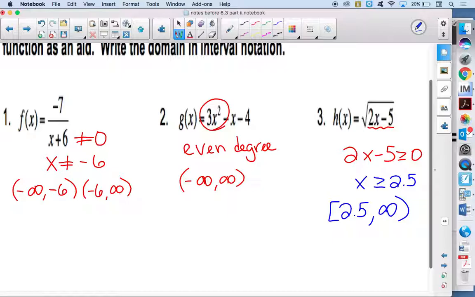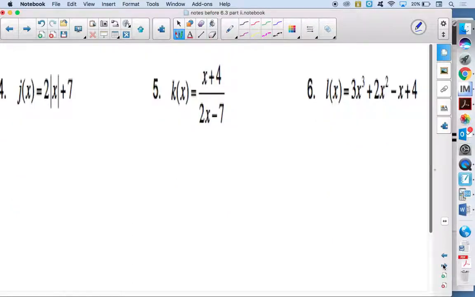There are 3 more underneath. See if you can do those 3 more problems that are underneath. So this one is an absolute value. Kate, what did we say about the graph of an absolute value? Its domain is negative infinity to positive infinity. Every absolute value graph.